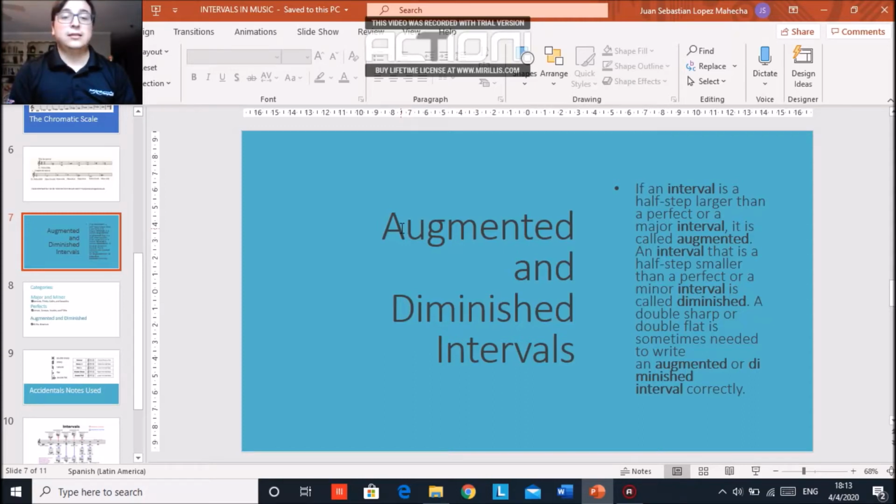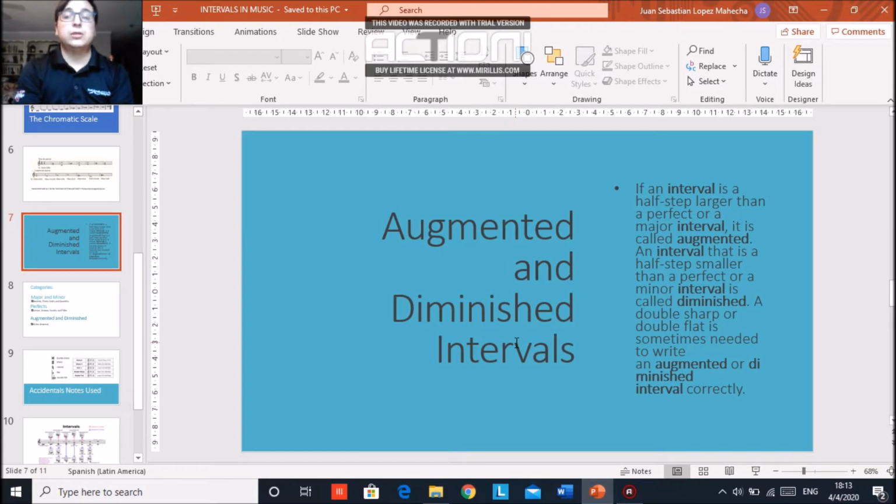Hi guys, this is gonna be our next topic. So for this week we are gonna talk about the other intervals. Those intervals are called augmented and diminished intervals.